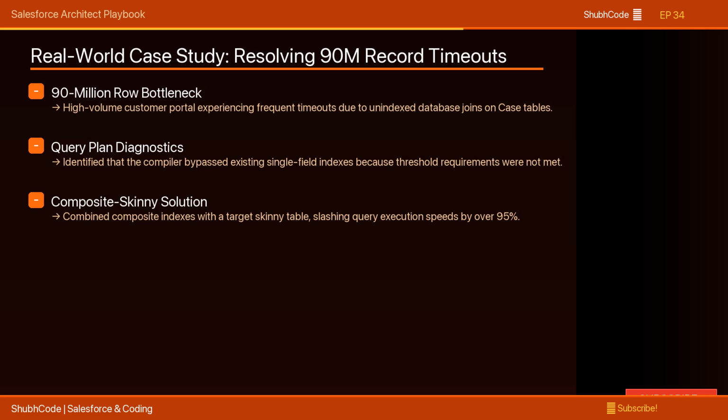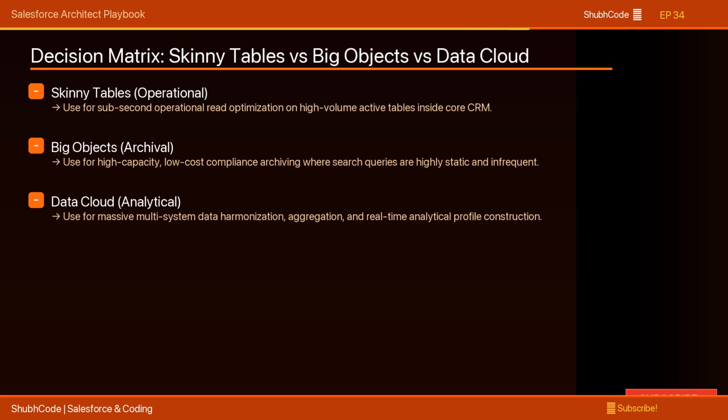Step 2 was requesting a skinny table that included the case number, subject, status, account ID, and priority_tier__c fields. By combining these two strategies, we completely eliminated the database join overhead, and reduced the query execution time from 12 seconds to less than 400 milliseconds. As a certified technical architect, you must know how to select the right tool for the job by comparing skinny tables, big objects, and Data Cloud.